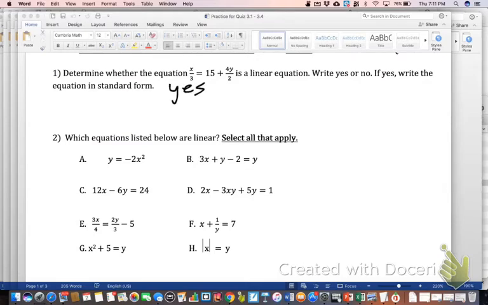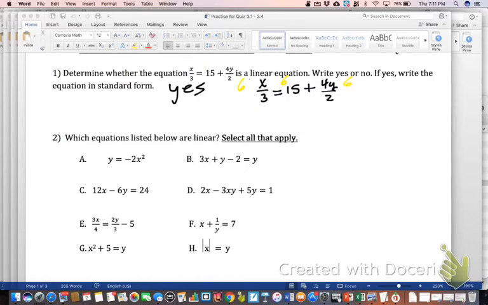So it says, if yes, write the equation in standard form. So I'm going to do that. I'm going to take x over 3 is equal to 15 plus 4y over 2. Okay, x divided by 3 is equal to 15 plus 4y over 2. To clear out those denominators, I'm going to multiply everything by the least common denominator, which is 6.